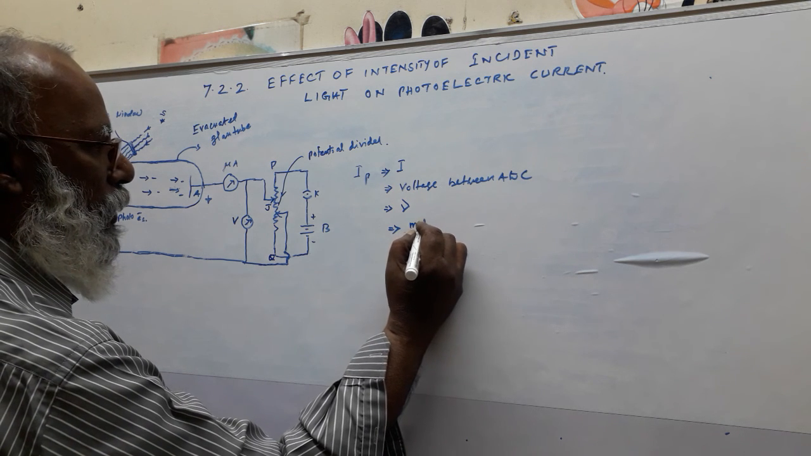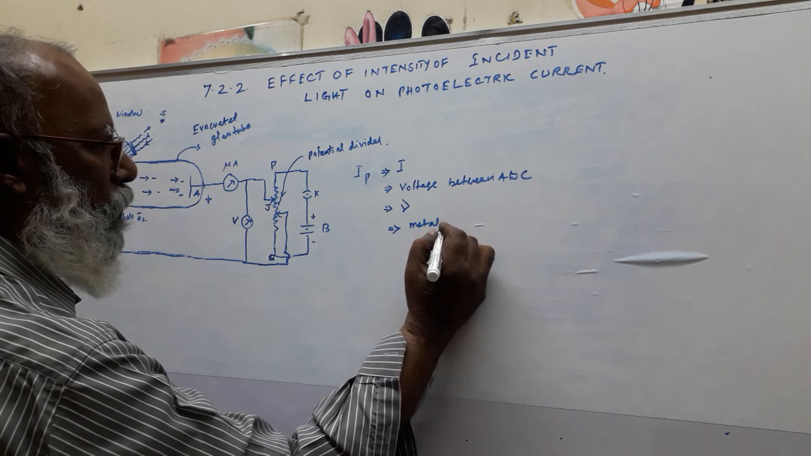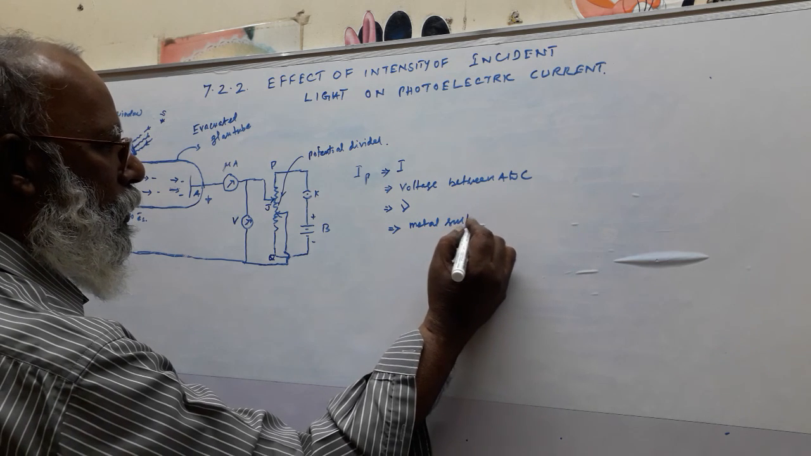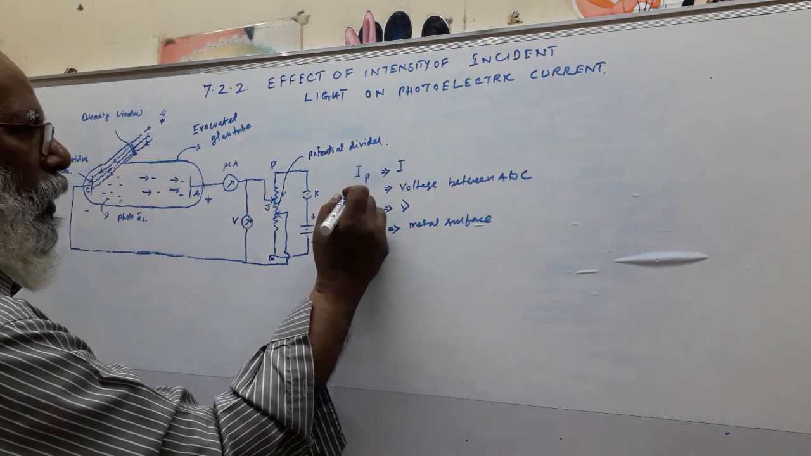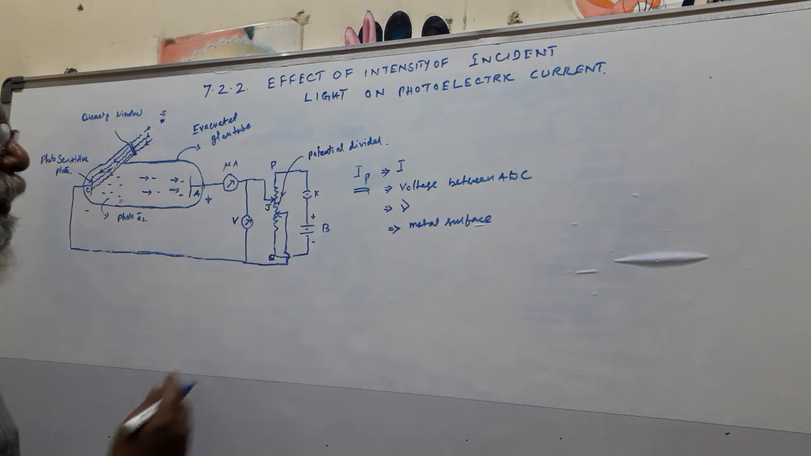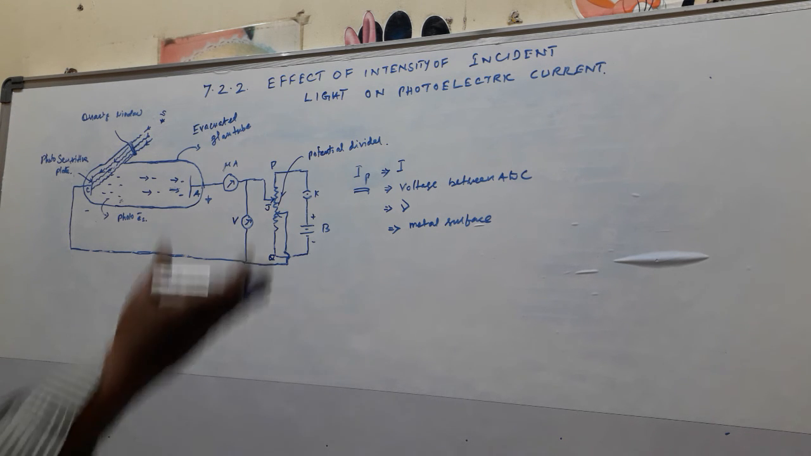Metal surface. These four are the causes for the photoelectric current. That's a very important concept. We are going to deal with it with the help of this apparatus, and we are analyzing this concept.